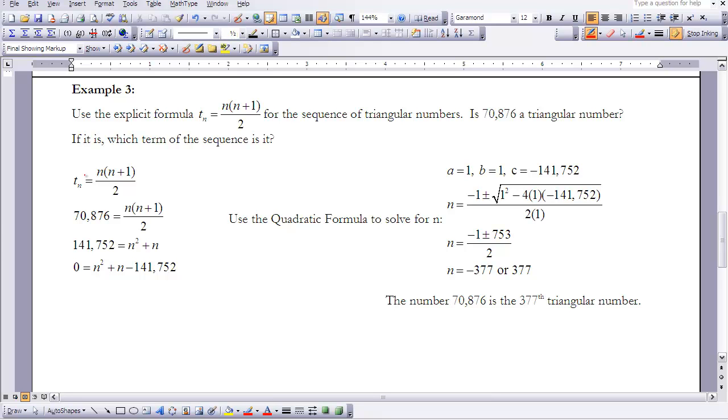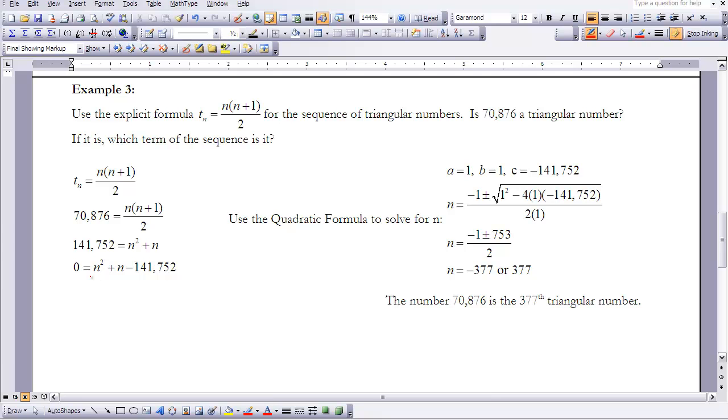So when we look at T sub n equals n times n plus 1 all over 2, we need to simplify that a bit, or expand it, I should say. That's going to give me n squared plus n all over 2. If I move the 2 over to the other side, I get 141,752 equals n squared plus n. And I know in order to use my quadratic formula, I need to have my equation equal to 0. So move the 141,752 over to the other side. Now I can use my quadratic formula.